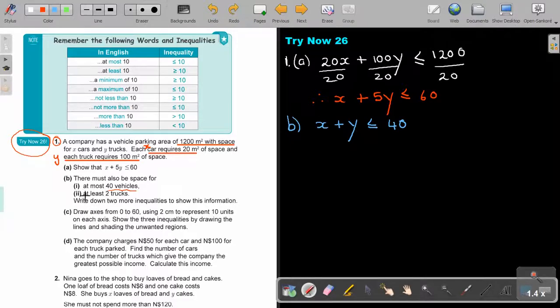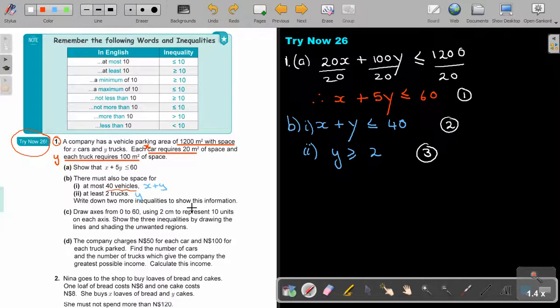Okay, and at least 2 trucks. So now trucks is just y. So now this was x and y. Now you will have an inequality just with y. So at least that means it must be bigger and equal to 2. Okay. Now so what is your 3 inequalities? This is your first one. This is your second one. This is your third one. So draw the axis from 0 to 60 using 2 sets to represent 10 units on each axis. Show the 3 inequalities by drawing and shading the unwanted.